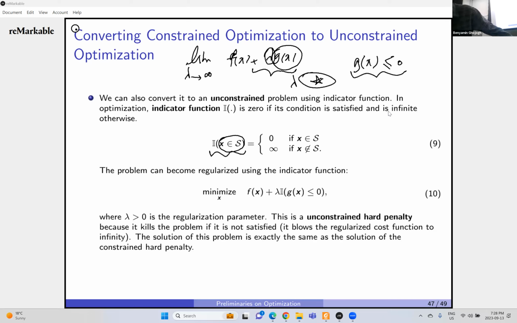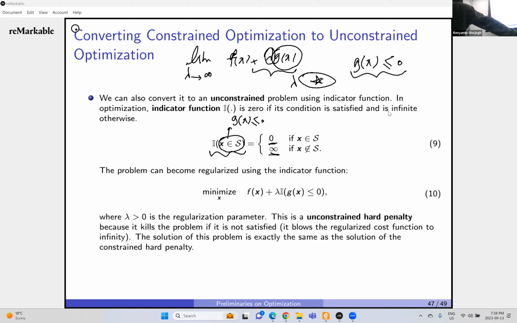Here, in this case, x being in the set S means g of x is less than or equal to 0. Right? It can be anything. This S might be very complicated based on the constraints. Indicator function, I know, maybe in your mind, because in many of our courses, also in machine learning, whenever we say indicator function, it is 1 if it is satisfied, otherwise it is 0. So you see it is binary, right? However, in optimization, it's the other way around. When it is satisfied, it is 0. When it is not satisfied, it becomes infinite.